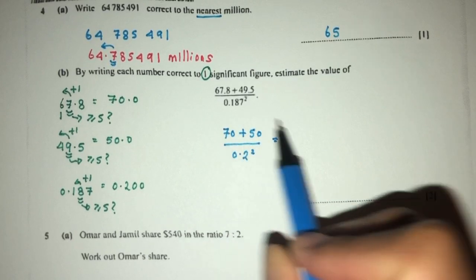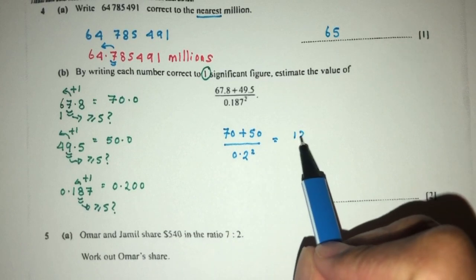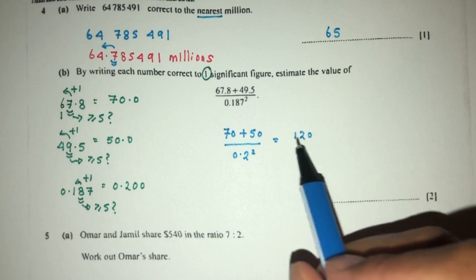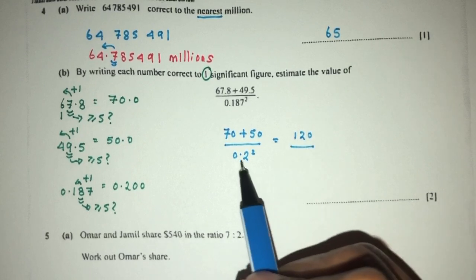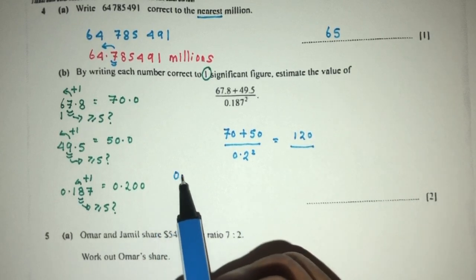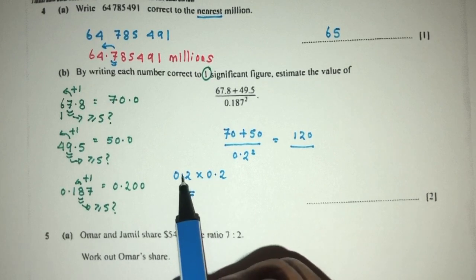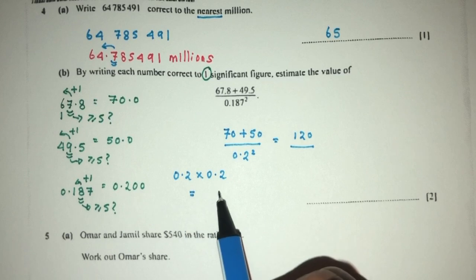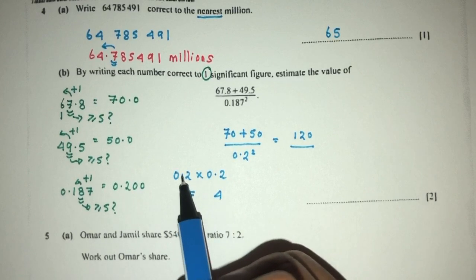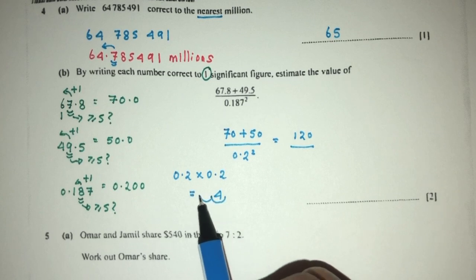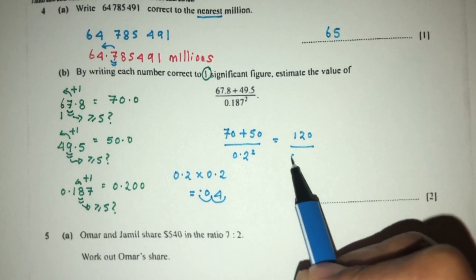That will be 120. So 70 plus 50, that should be 120. And then divide by, so what is this one? So 0.2 times 0.2. The first thing we can do is ignore the decimal place. So 2 times 2 is 4. Then here we have 1 decimal place, 1 decimal place. So 2 in total. We count 1, 2. Should be here. 0.04.